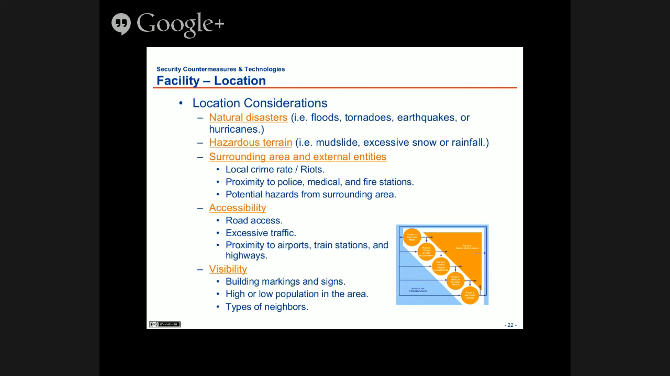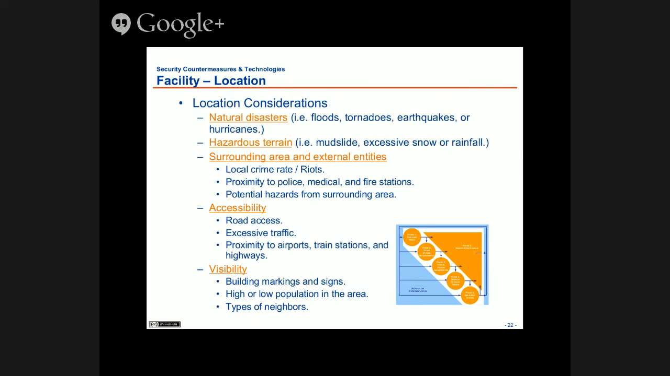And then visibility: building markings and signs. This depends on what type of organization you are. If you're trying to be obscure, then you don't really want building markings and signs, and you're not really worried about visibility. Then also high or low population area. This is important at times because someone may try to social engineer the system. If you have a high population area with lots of traffic, individuals could come in and pose as potential employees.